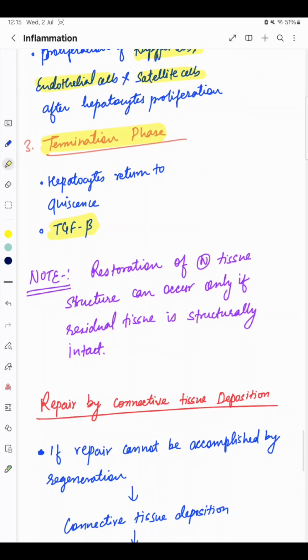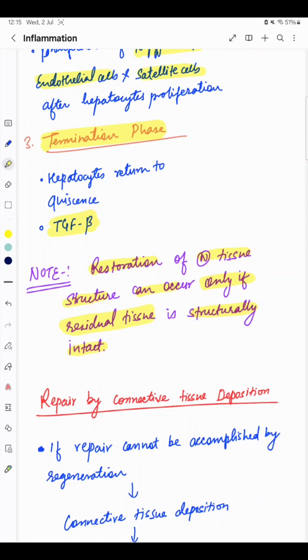Restoration of normal tissue structure can occur only if the residual tissue is structurally intact. This is a very important line. If the residual tissue is structurally intact, then only can the restoration occur. The structural integrity of the residual tissue is very important for the regeneration or restoration of the normal tissue structure.